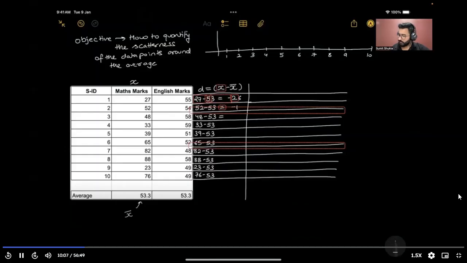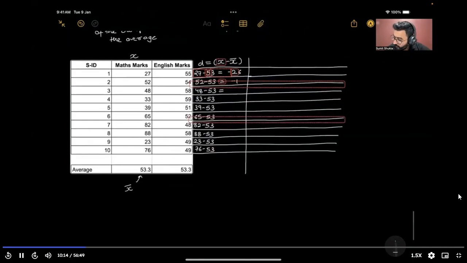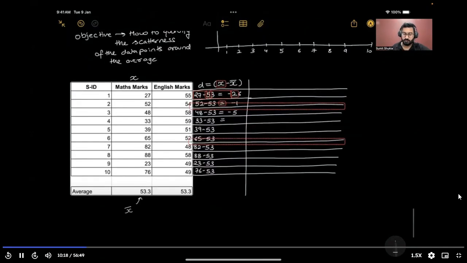Then 48 minus 53, minus 5. 33 minus 53 is minus 20. 39 minus 53, minus 14. 65 minus 53, 12. 82 minus 53, 29. 88 minus 53, 35. 23 minus 53, minus 30, and 76 minus 53, 23.